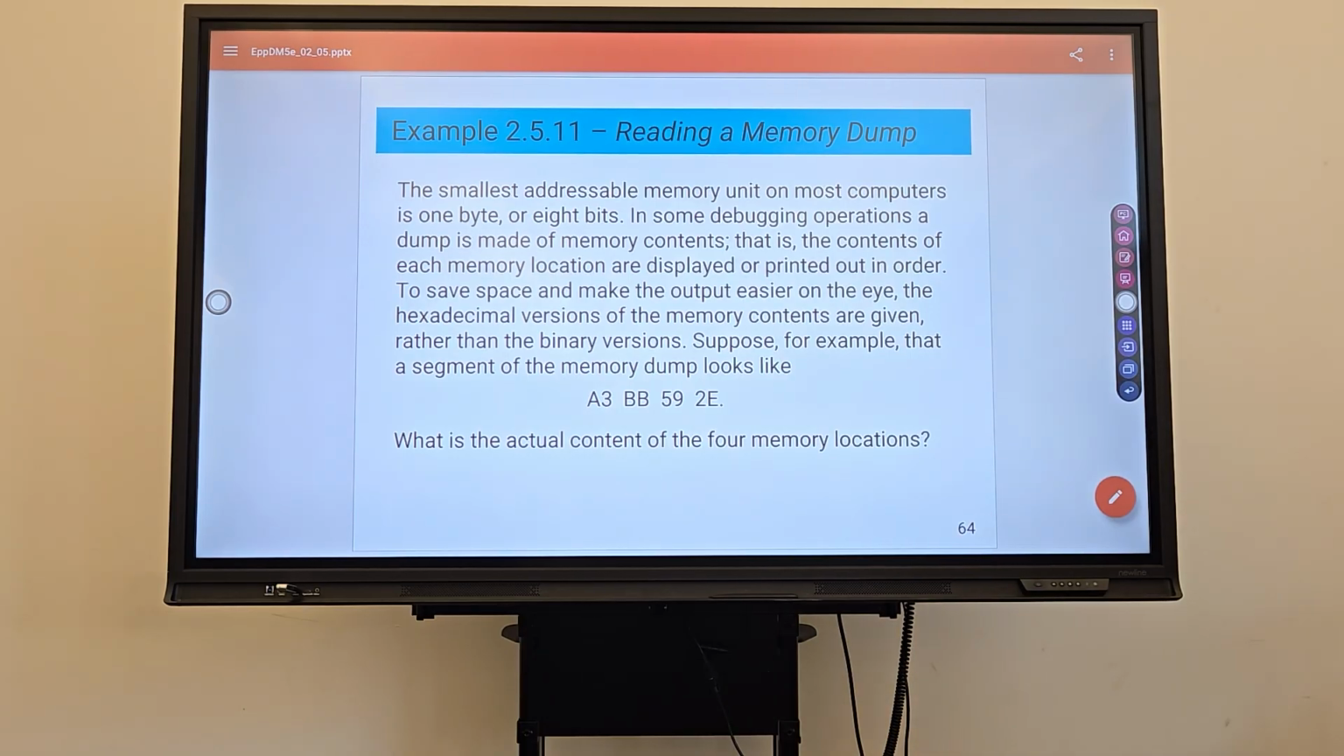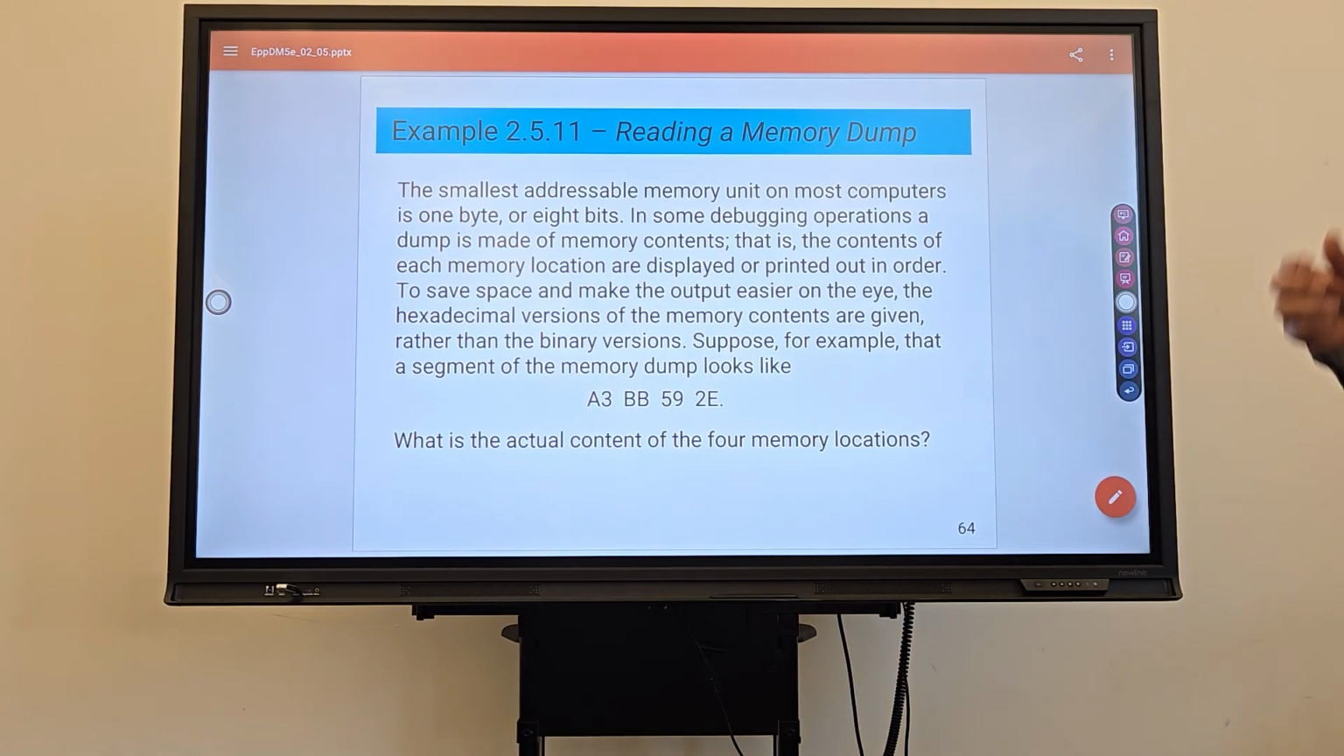Now, this gets into memory dumps, which I haven't seen anybody do on a computer in a long time. But the smallest addressable memory unit on most computers is 1 byte, 8 bits. In some debugging operations, a dump is made of the memory contents. That is, the contents of each memory location are displayed or printed out in order. To save space and make the output easier on the eye, the hexadecimal versions of the memory contents are given rather than the binary versions.